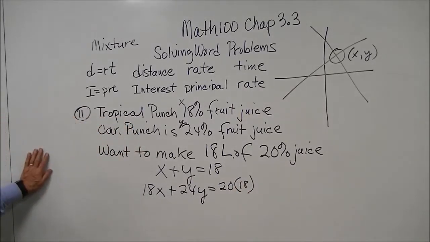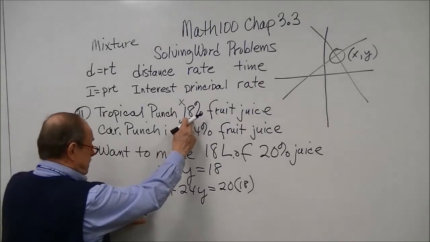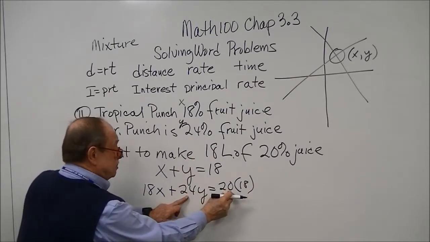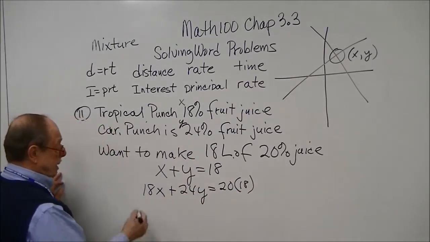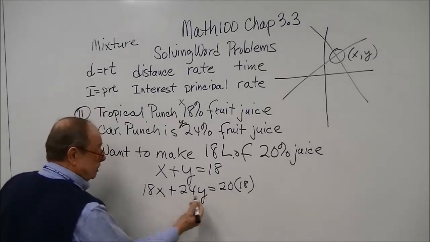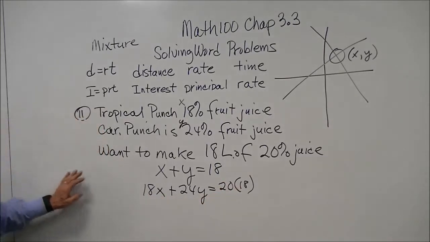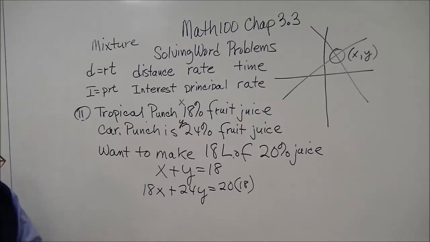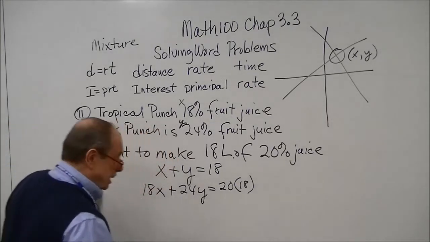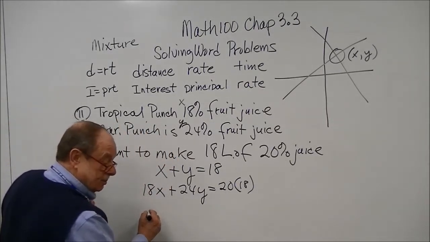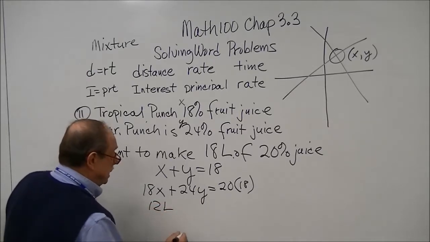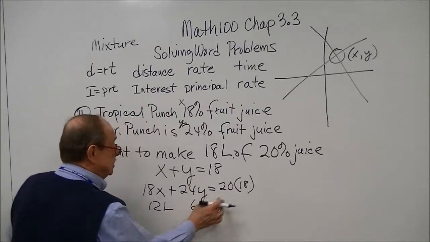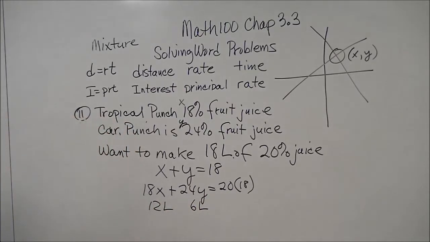And there it is. So again, 18% of the x, plus 24% of the y, is 20% of 18. Now had I put decimals here, I would just multiply through to end up with that. And here you're going to use, I think, substitution. And let me give you the answers. For this, it's going to be 12 liters. And for this one, 6 liters. And that adds up to 18, and that mixture is 20%.